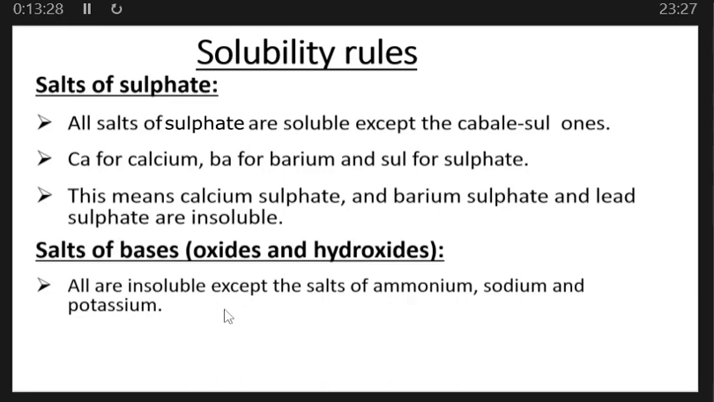All right? So now, after looking at the solubility rules, let's look at these.